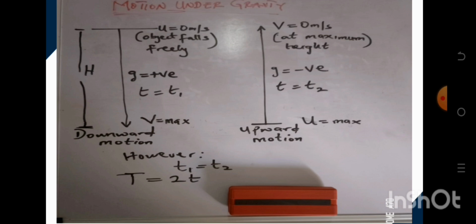What I'm saying in essence is that if it takes 3 seconds for an object to reach a maximum height from a ground level, then it's going to take 3 seconds also for the object to come back to that same ground level. So please understand this concept.